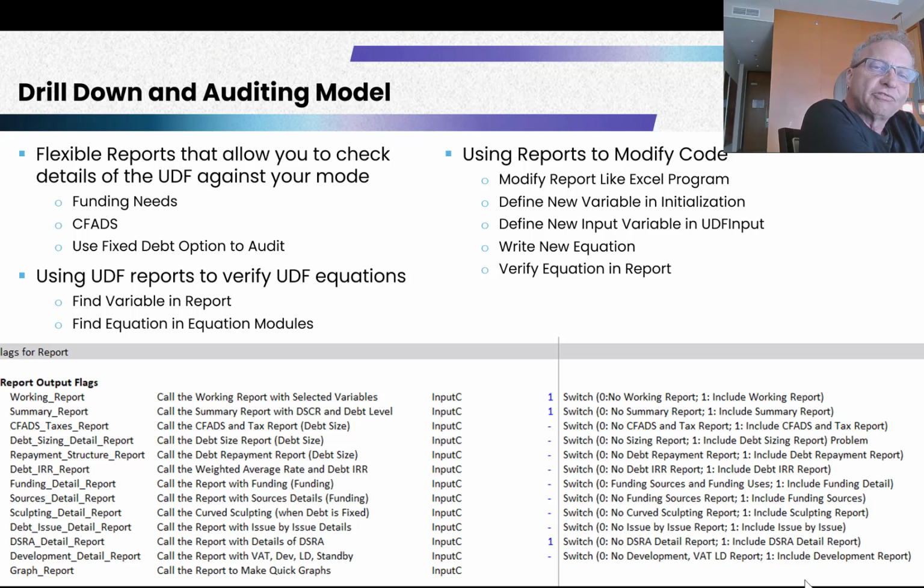you can use these reports and you can write your own equations. You don't have to write them the way I did. You write your own equations. You use the reports to verify things, just like I kind of showed you. But big ones would be, are the CFADS and taxes working exactly the same in our parallel UDF model? And you can modify code and add equations.